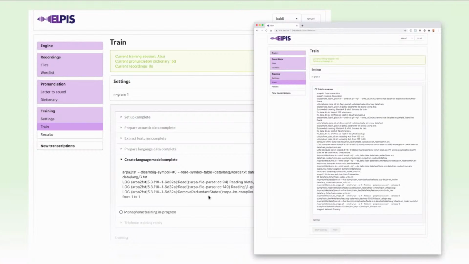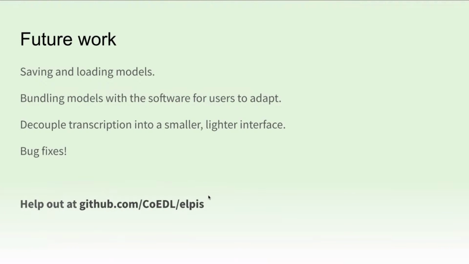So these two systems are coming on quite well. Future work: we're looking at mechanisms to save and load models so that people can share the speech recognition systems that they're building. And we are investigating bundling models with the software so that users can adapt them. So potentially ship Elpis with an Australian English speech recognition system, or a Central Australian Arandic language speech recognition system, or maybe a Western Desert language system. This would lower the barrier even further for people if we could bundle a reasonably good quality system with the tool. Then potentially users would not even need to train their own systems. If they could use something that's similar, that could reduce the barrier of entry even more.